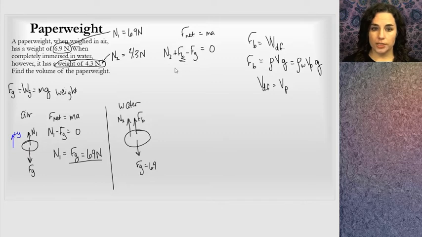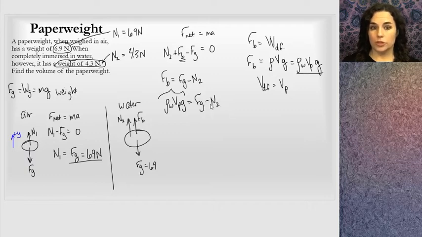Okay, so I have an equation set up. I'm going to solve for the buoyant force. That will equal the gravitational force minus N2. The buoyant force, I'm going to put in my expression for buoyant force over on this side. Rho of the water, volume of the paperweight times g. That has to equal the force of the weight of the paperweight minus the normal force in the second situation. I'm going to keep solving and isolate the volume of the paperweight, rho water times g, and I'm going to plug numbers in.